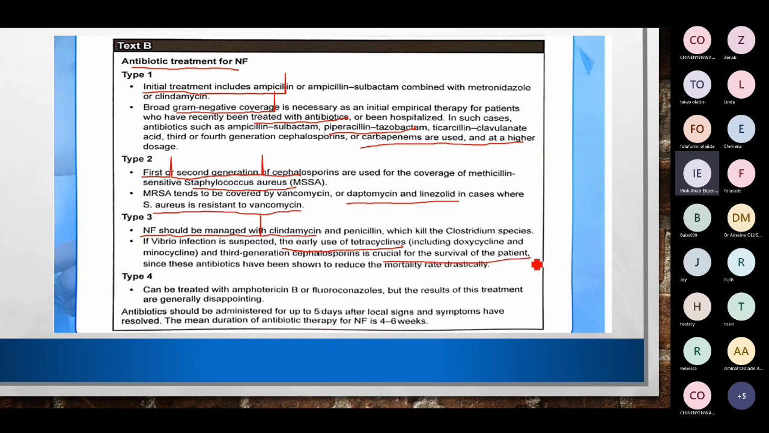I can as well see reduce the mortality rate. That's twice that we have come across the word mortality rate, right? Now, type 4, I can see can be treated with amphotericin B. Next thing I'm seeing here, I can see 5 days after local signs, symptoms. I can as well see another word here. I can see antibiotic therapy for NF is 4 to 6 weeks.